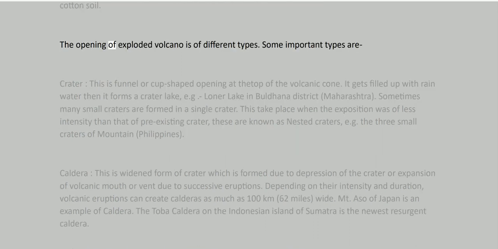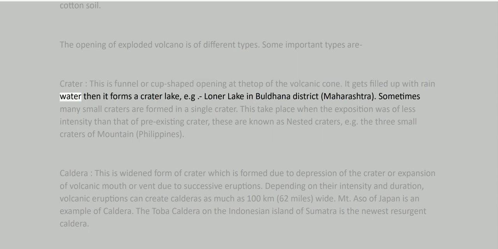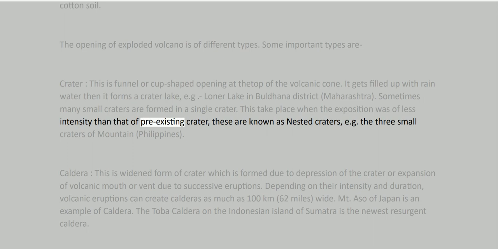The opening of an erupted volcano is of different types. Some important types are: crater. This is a funnel or cup-shaped opening at the top of the volcanic cone. It gets filled up with rainwater, then it forms a crater lake, e.g. Lonar Lake in Buldhana district, Maharashtra. Sometimes many small craters are formed in a single crater. This takes place when the eruption was of less intensity than that of the pre-existing crater. These are known as nested craters, e.g. the 3 small craters of Mount Taal, Philippines.